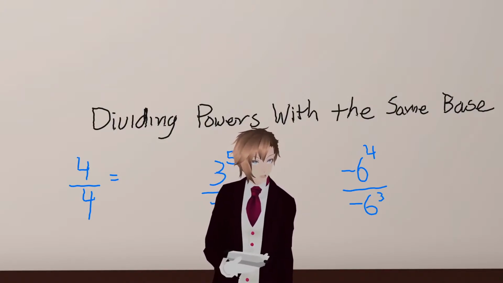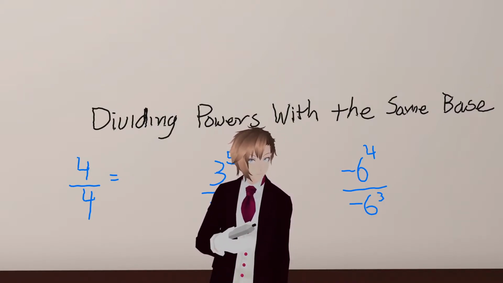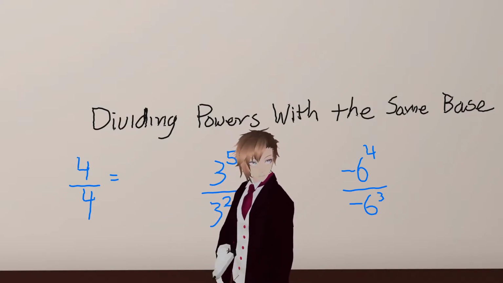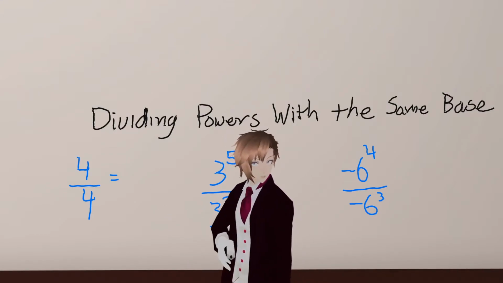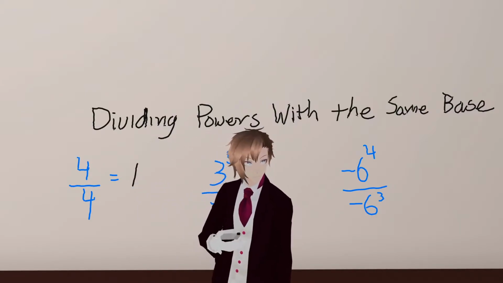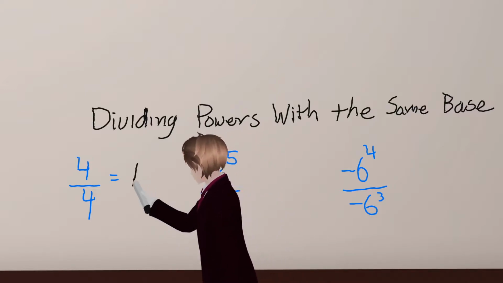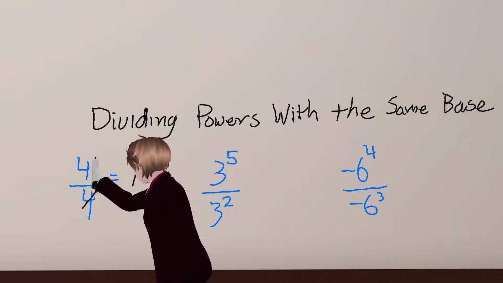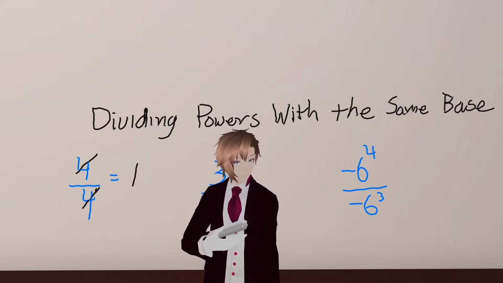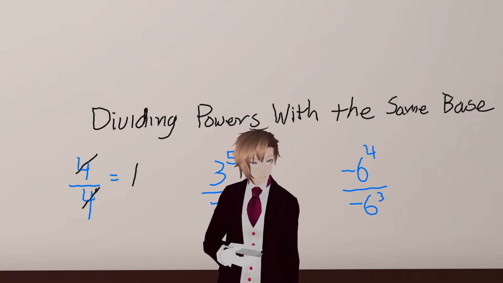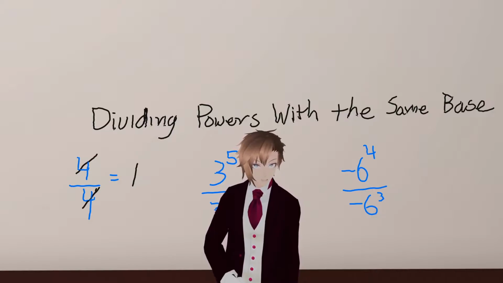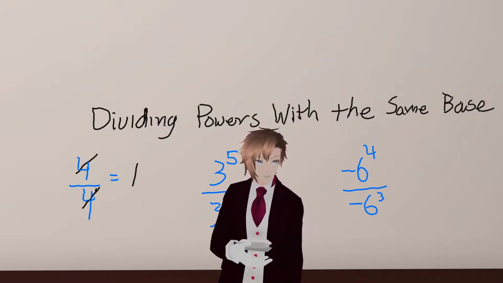Dividing with powers is actually something you've already done before. Over here, you'll see a familiar division, 4 divided by 4. Well, 4 divided by 4 is just 1, because we've cancelled out the 4's. This 4's gone away, and this 4's gone away. So when we're dealing with powers, let's write out the extended multiplication and cancel the numbers out.